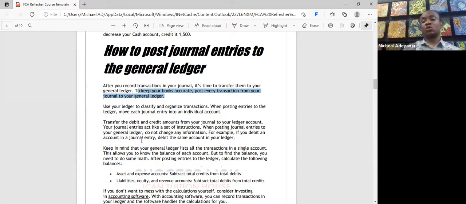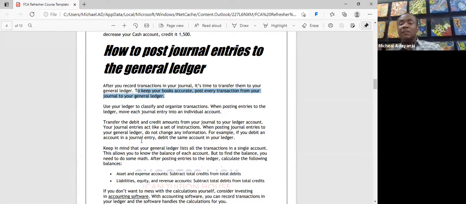But to find the balances, you need to do some math. After posting the entry to the ledger, you calculate the following. Asset and expense: for asset and expense accounts, subtract the total credits from the total debits. Now, it sounds awkward. So why can't we subtract the total debit from the total credit in this case? These are the things we need to understand: it is assumed that for your asset and expense accounts, the debit side should be bigger than your credit side. That is why we are subtracting the total credit from the total debit. There's no room for us to be having a negative figure. But when we have a negative figure in accounting, it's called a loss.